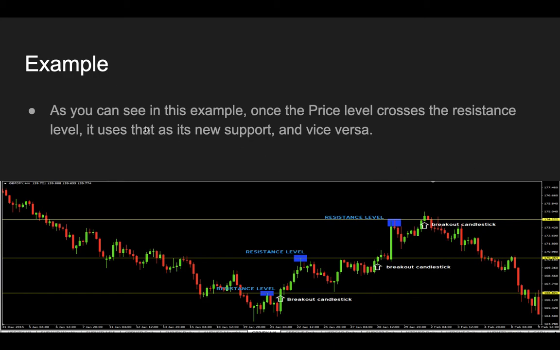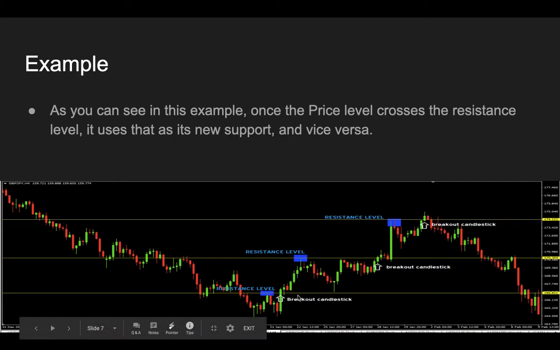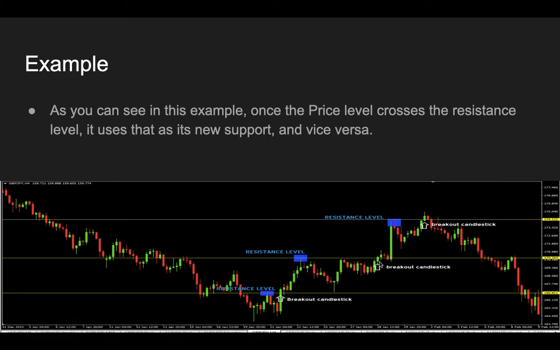Here's another example. As you can see in this example, once the price crosses the resistance level, boom, right here, it uses that as a new support, and vice versa. So here's a resistance level, it bounces off it, can't really break through it. Once it does break through it, candlestick confirmation, it trends up to the next resistance level. 1 touch, 2 touch, 3 touch, 4 touch. So this is a pretty strong resistance right here. It does break through it, and it bounces all the way up to the next resistance level.